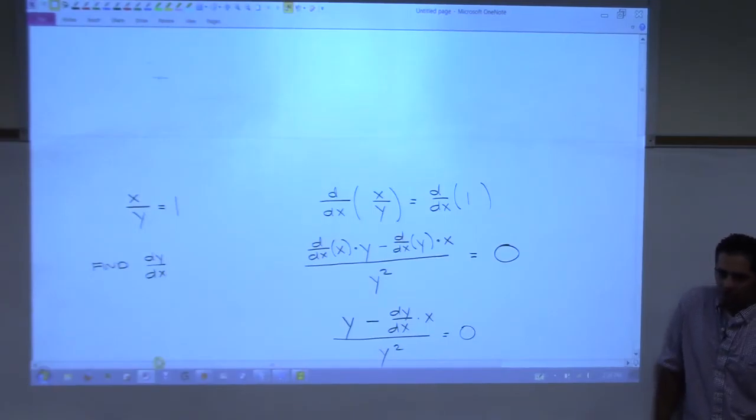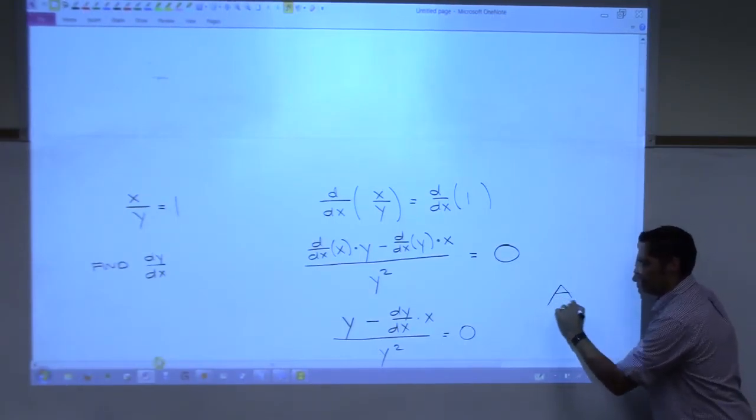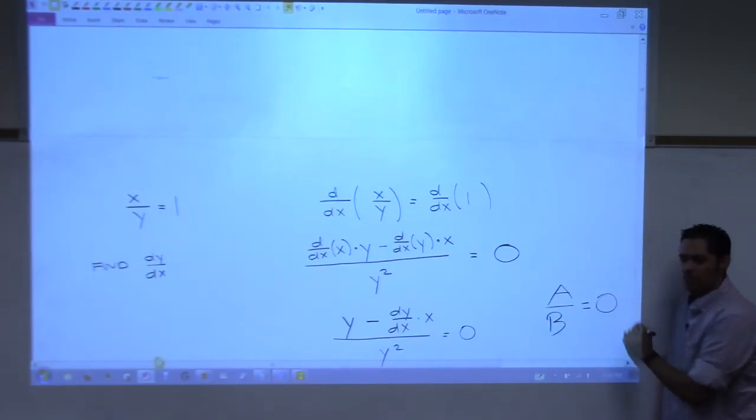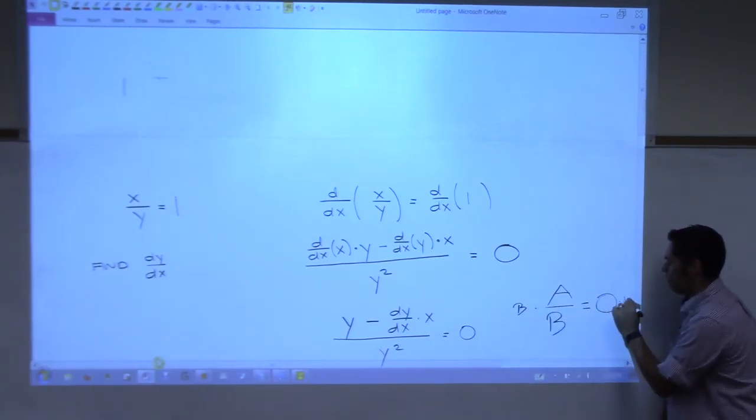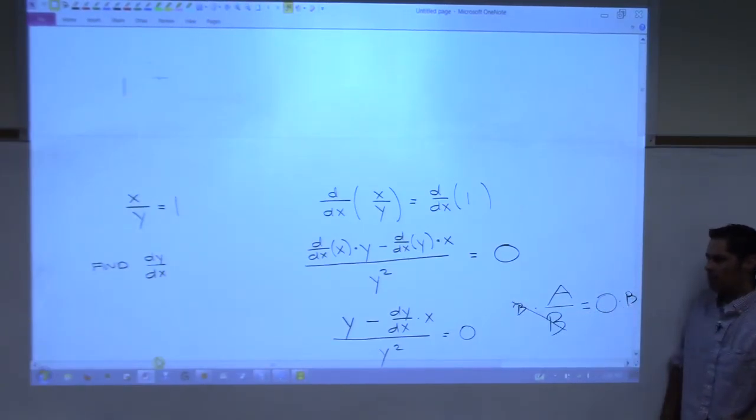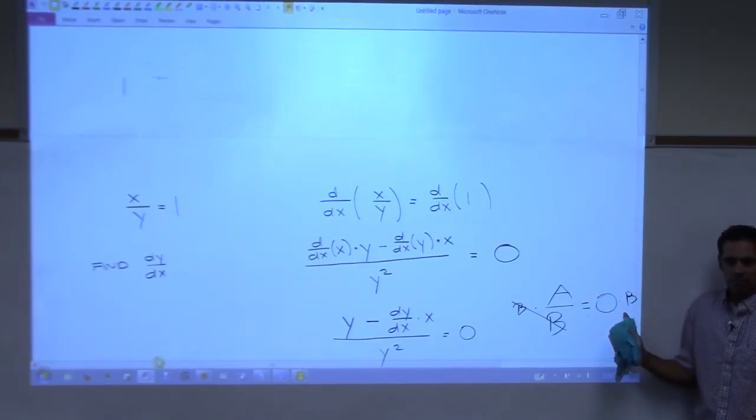And a fraction can only be 0 when? Only if the numerator is 0. Please remember that. I thought we talked about this. A fraction can only be 0 if the top is 0, because you can always multiply both sides by b, and so it just turns out to be a is 0.